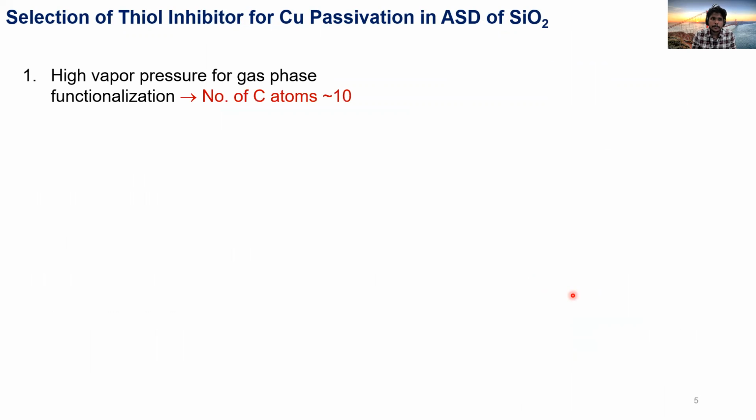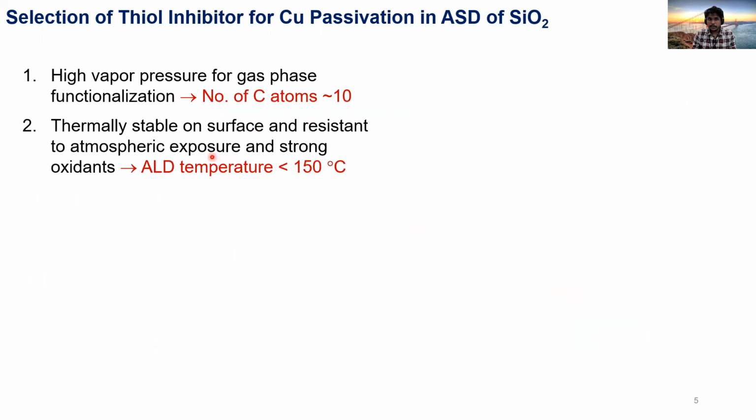So how do we select the thiol inhibitor on copper for the ASD process of silicon oxide? The first criteria is that the molecule should have a very high vapor pressure for gas-phase functionalization. Hence, molecules with relatively short carbon chains are preferred. Once functionalized on the surface, these thiol molecules should be thermally stable on the surface and must be resistant to atmospheric exposure and strong oxidants. This limits the ALD temperature to less than 150 degrees Celsius.